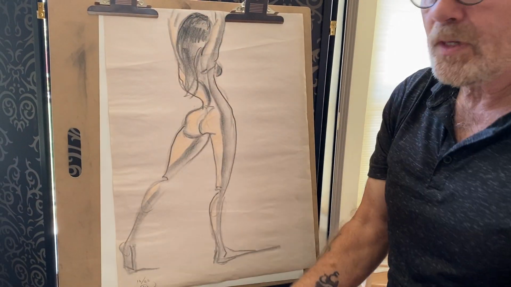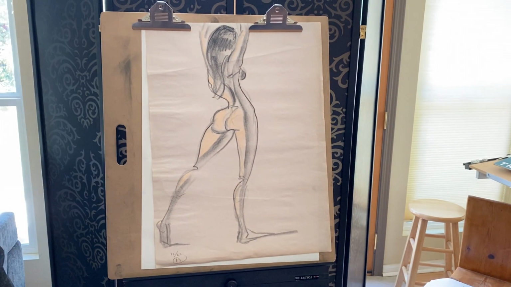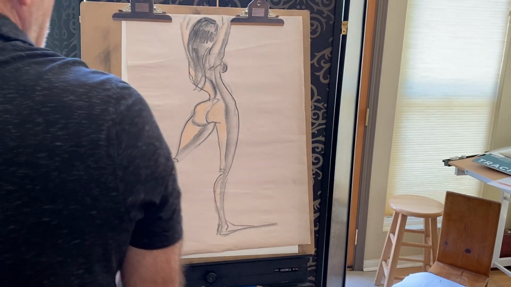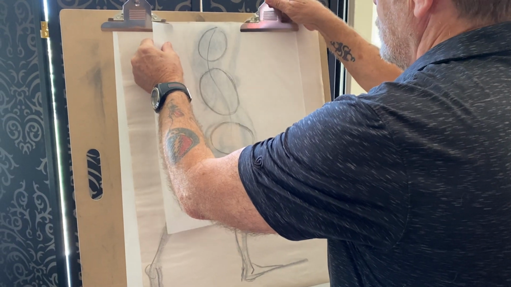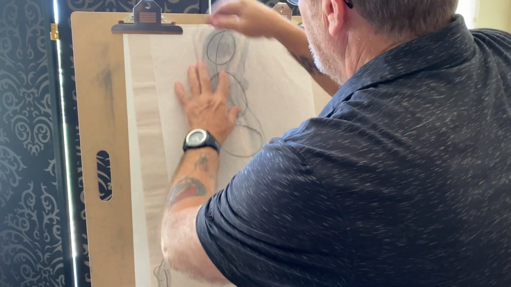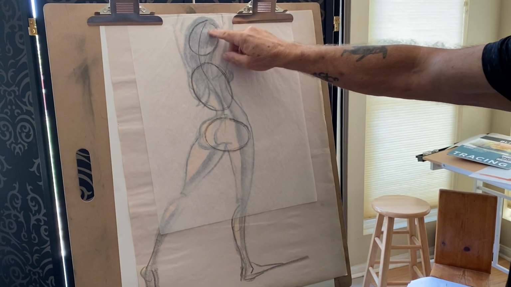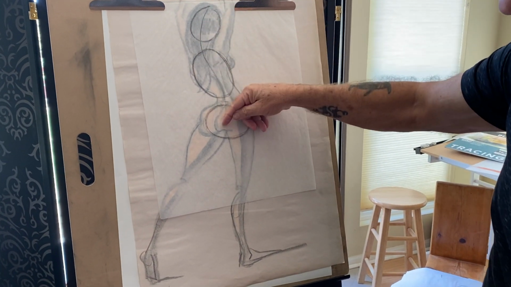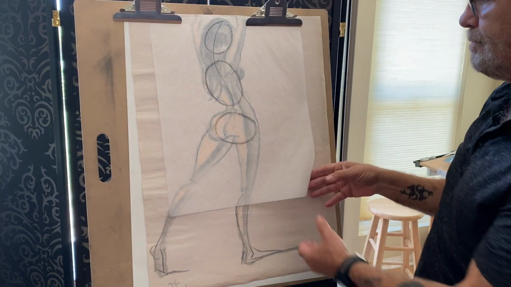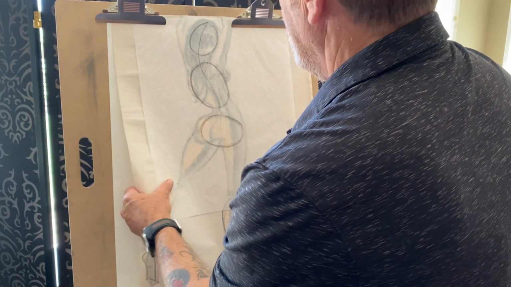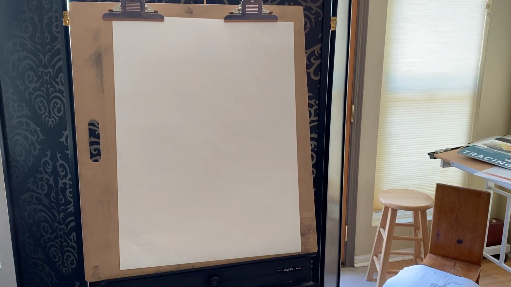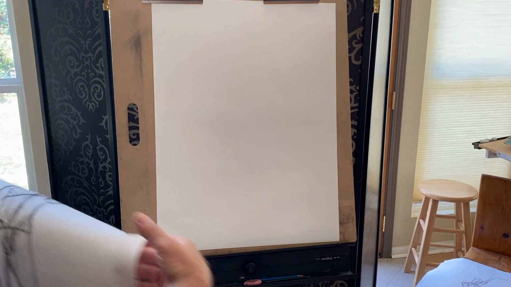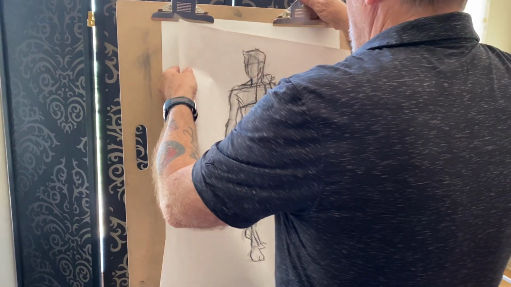Let's do it with ovals now. So same model. Here we have ovals and spheres that you can use also to get the form on the model. Three masses, head, rib cage, pelvis, attached to the vertebrae. Let's look at another drawing. We've got Keith here, which by the way is another contrapposto pose.